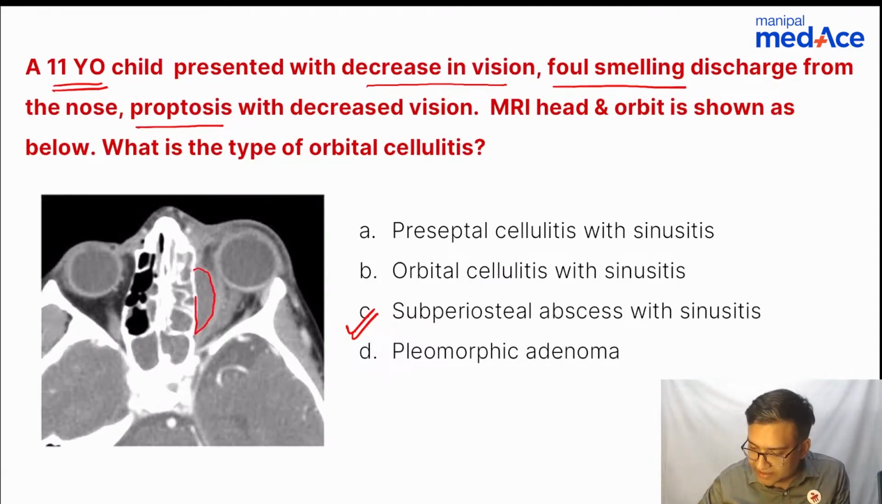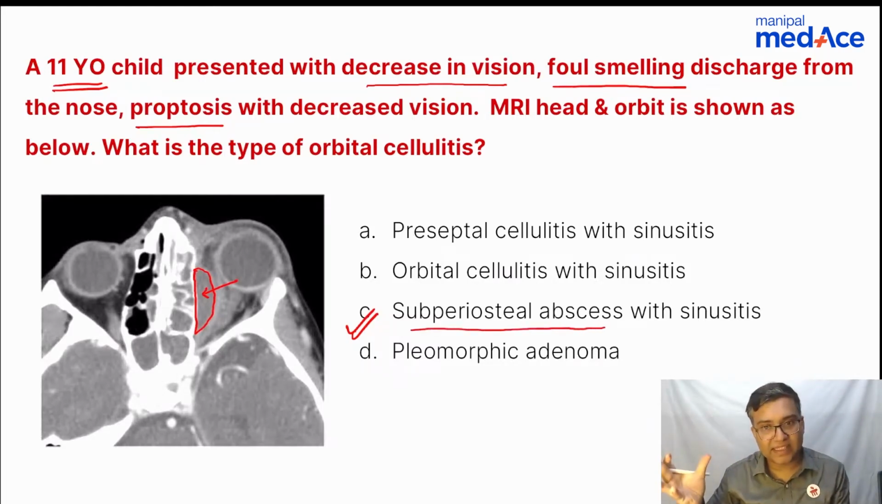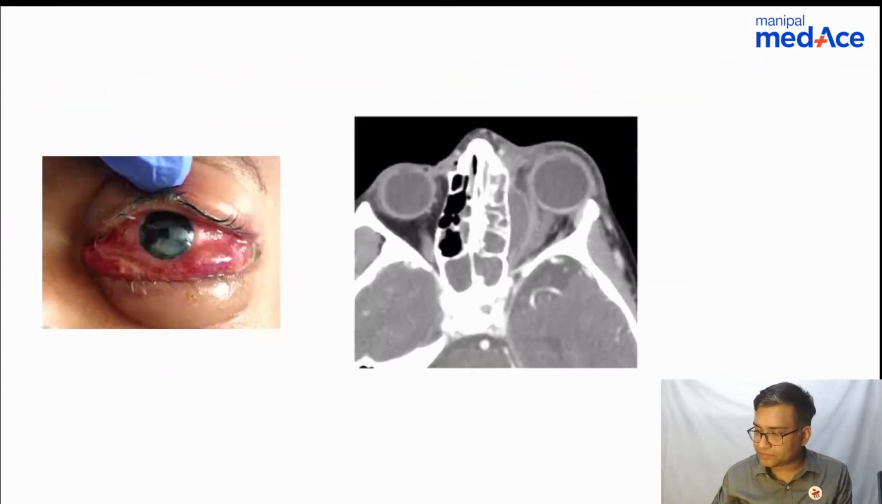Now what you can see here is there is an abscess in this area. So there is an abscess in the subperiosteal space. So the answer here is subperiosteal abscess with sinusitis. So what are the various important things that you have to know for the topic of orbital cellulitis?